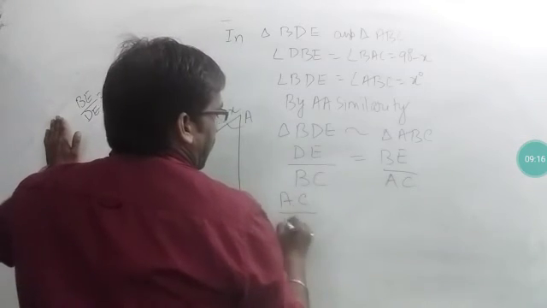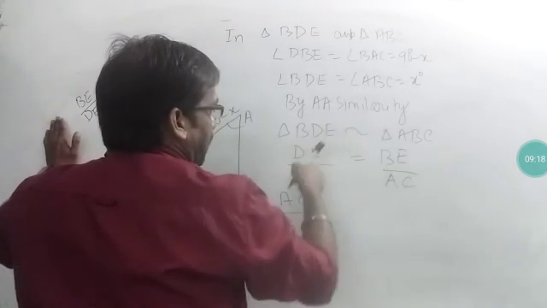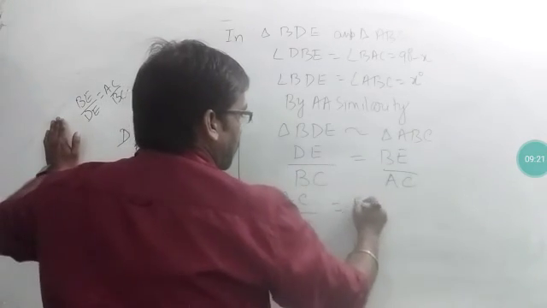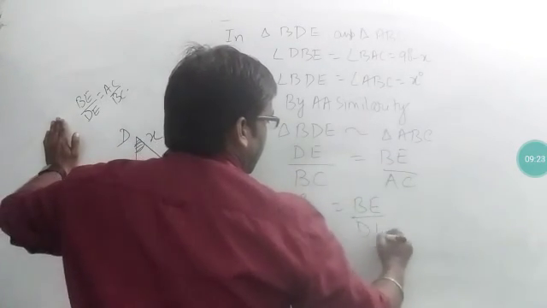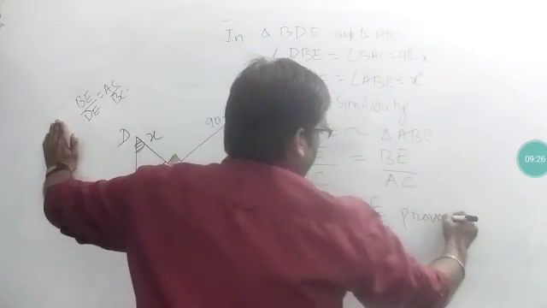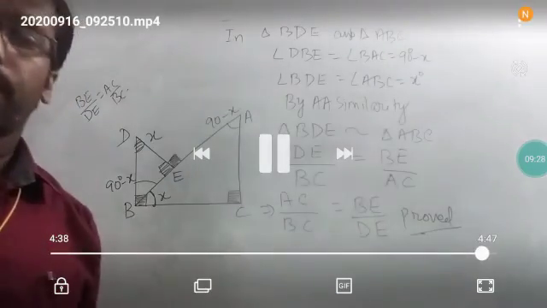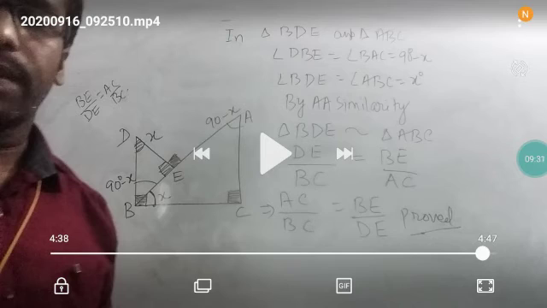Now we just do the cross multiplication. We have found that AC by BC is equal to BE by DE, and this is what we had to prove. So what did we use here? We used the properties of similarity. Then we proved two triangles similar, and we found the corresponding sides are proportional also. On that basis we have proved whatever they had asked, and this thing we have proved.